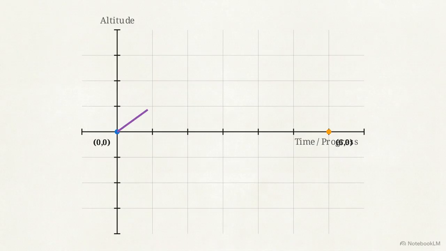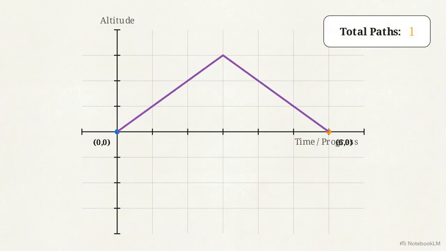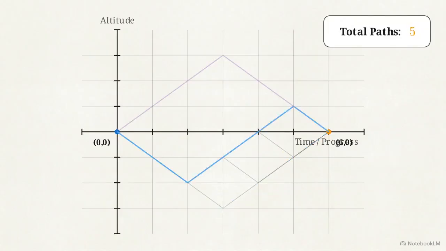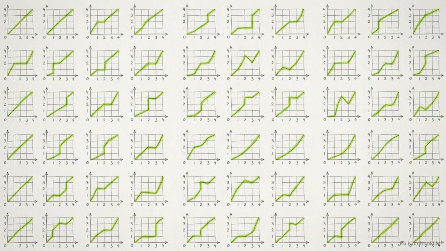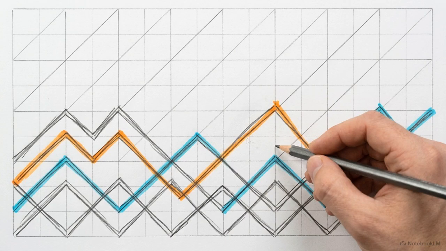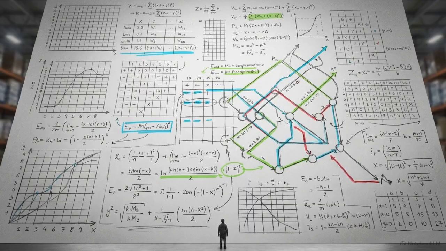If our character takes exactly 6 steps, starting on the ground and finishing on the ground, we can start to see a specific shape. The question is, how many different ways can they arrange those 6 steps to get to that same finish line? This is the core of a field called combinatorics, the study of every possible arrangement within a system. For 6 steps, you could just draw them all out and count them.